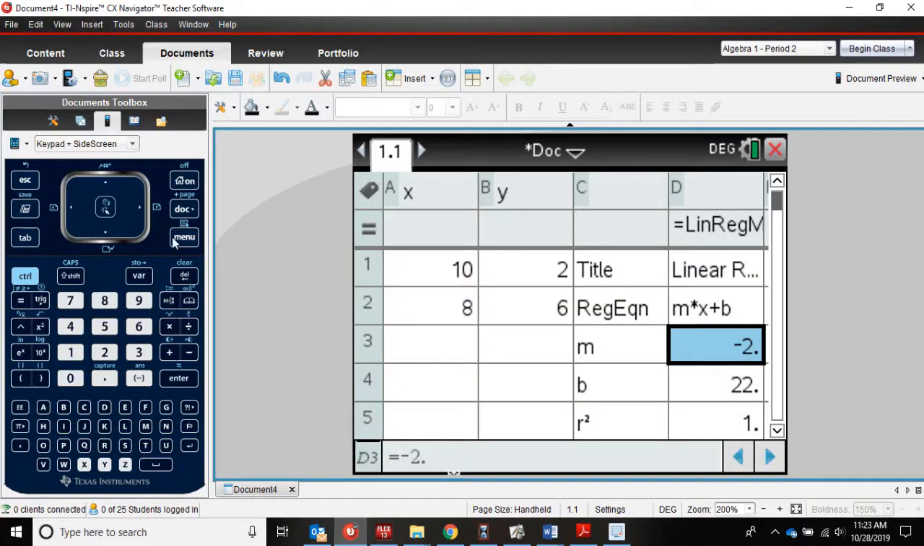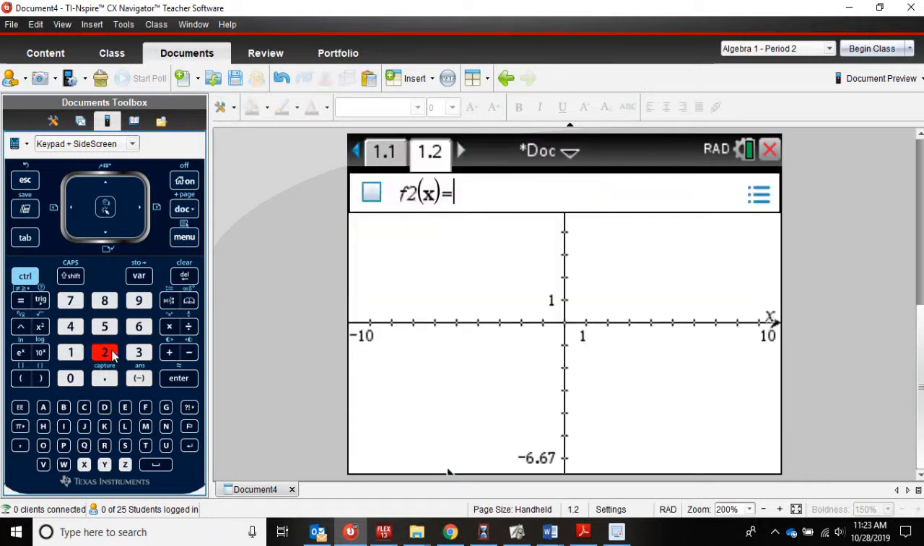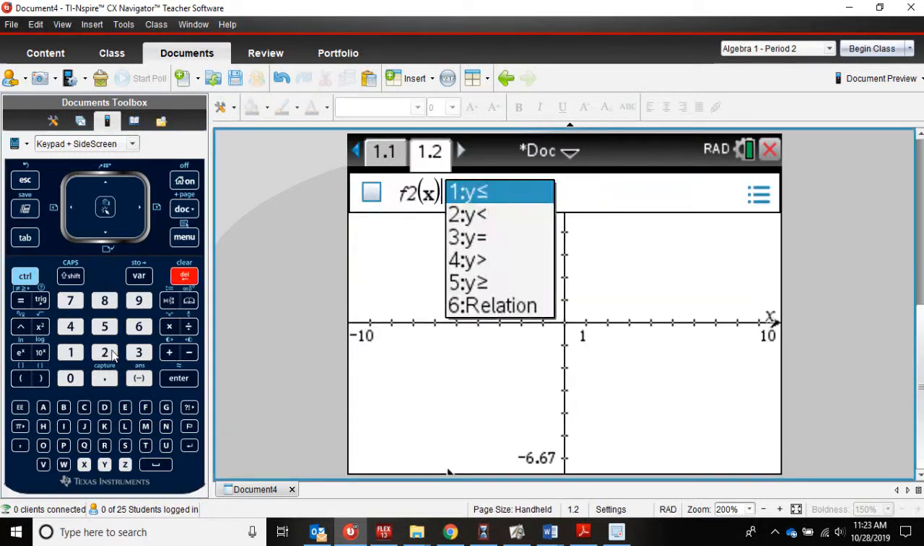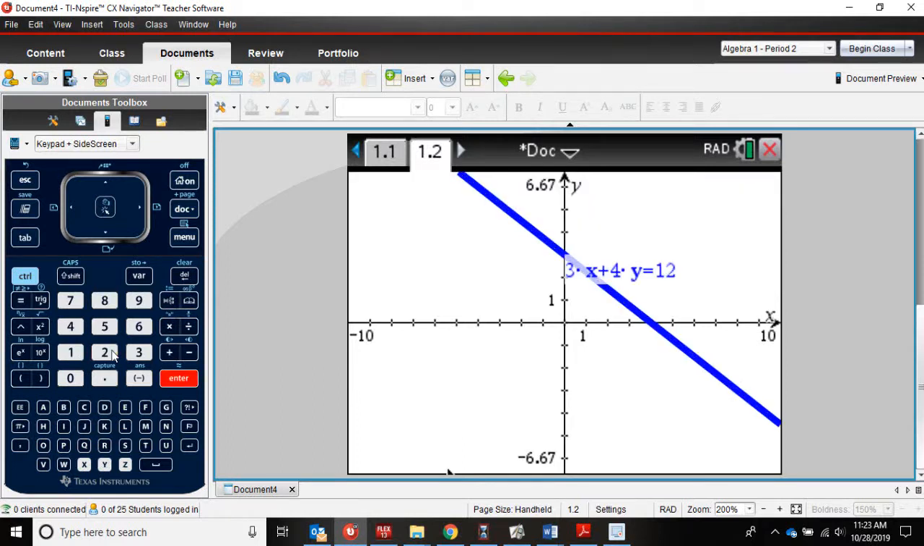So we're going to go to our graph page, which is number 2. And we're going to delete the equal sign and pick a relation. And we're going to type in that equation, 3x plus 4y equals 12. And some of you can just look at this graph and say, oh, I know what the x-intercept is and I know what the y-intercept is, and that's fine.